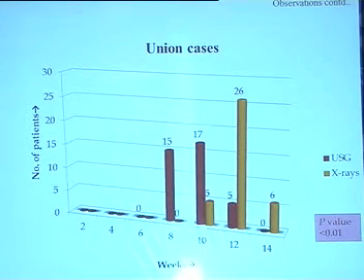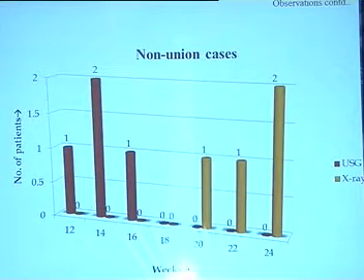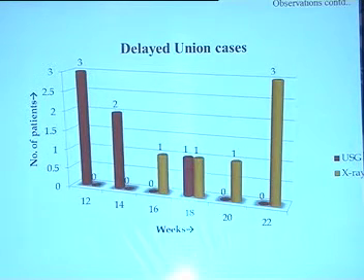So in union cases, in ultrasonogram we see the union quite early, around 8 to 10 weeks in most of the cases. But union in X-ray is seen later, at 10 weeks, 12 weeks. Non-union cases we detected quite earlier. Delayed union again by ultrasonogram we detected quite earlier.